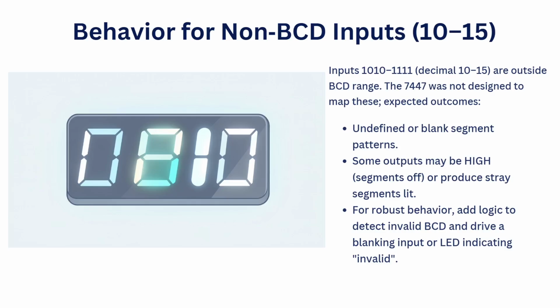This slide shows the behavior of our system for non-BCD inputs, specifically values from 0 to 15. As we know, BCD is only valid for numbers 0 to 9. When inputs go beyond this range, the 7447 decoder cannot correctly decode them. Because of this, the 7-segment display may show undefined results, such as blank outputs or random segments lighting up. In some cases, certain segments may remain off or turn on incorrectly, which leads to confusing or incorrect display patterns.